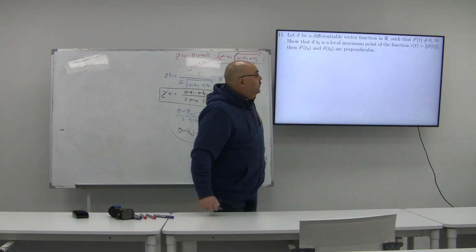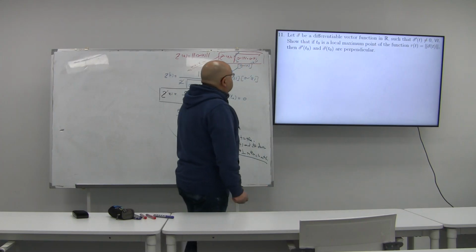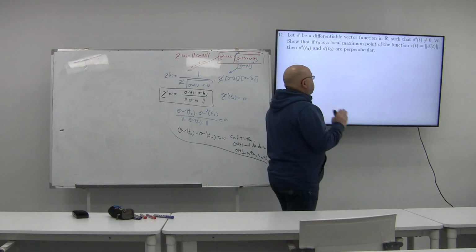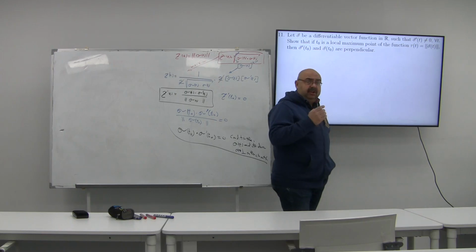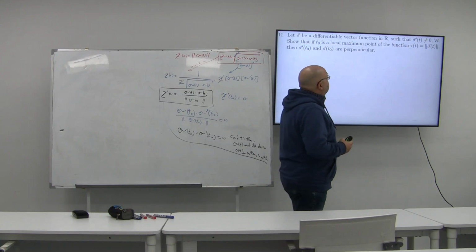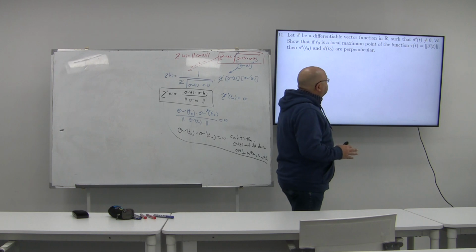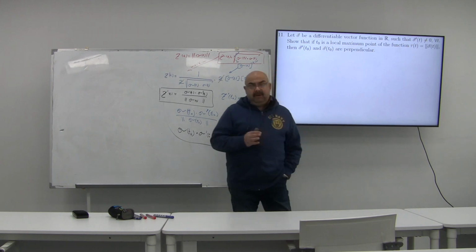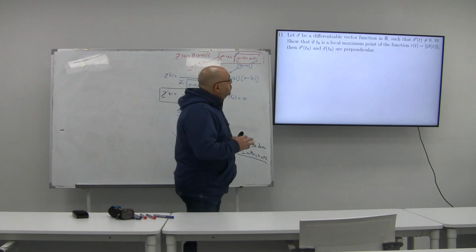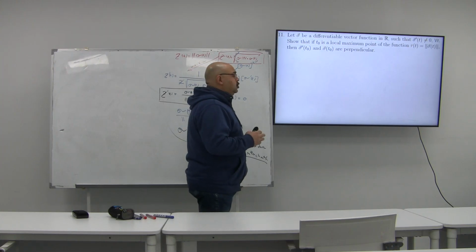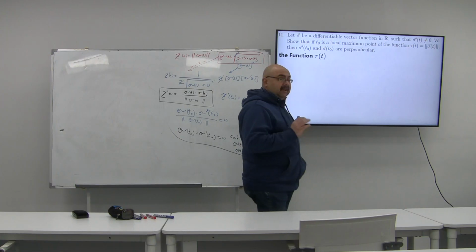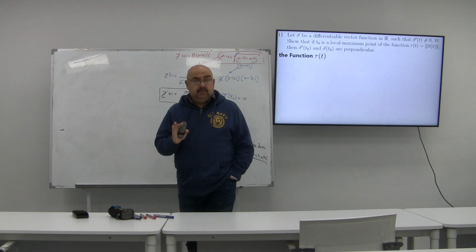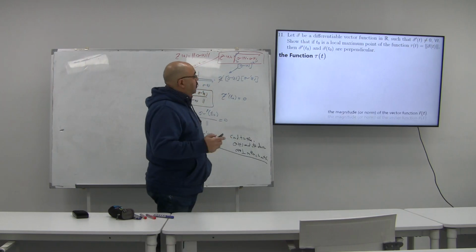As I told you, I went through the statement once more. Let rho be a differentiable function in R, and rho dash doesn't equal 0, to avoid the derivative by itself being equal to 0, and that's for every t. Show that t naught is a local maximum point of the function tau of t equal to the magnitude of rho of t, if rho dash at t naught and rho at t naught are perpendicular. As I told you, I will start once more with the main function, which is tau of t.